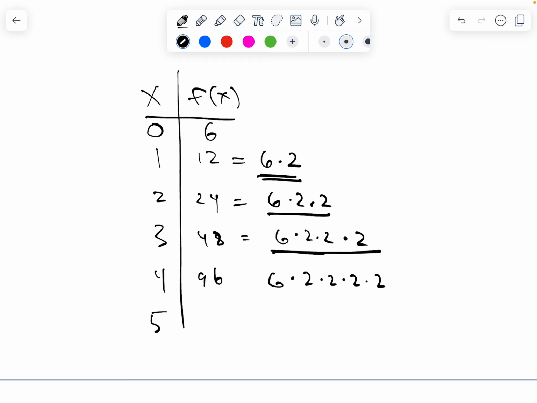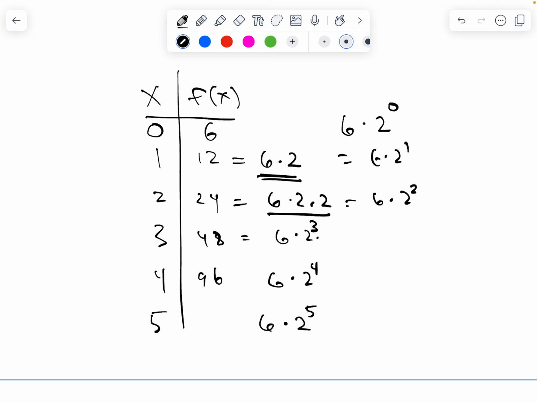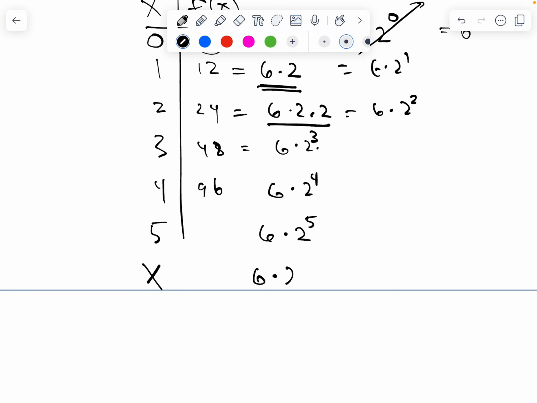The 5th one, I don't want to write 6 5 times, so instead I'm going to write 6 times 2 to the 5th. And in fact, I can write this as 6 times 2 to the 4th. And this is 6 times 2 to the 3rd. And I'll just write 6 times 2 to the 2nd, 6 times 2 to the 1st. This will be 6 times 2 to the 0th, which means that 2 to the 0th has to be 1 to give you 6. Okay, so if I want to find the xth term, it's going to be 6 times 2 times 2 times 2 times 2 times 2 times 2, x times.